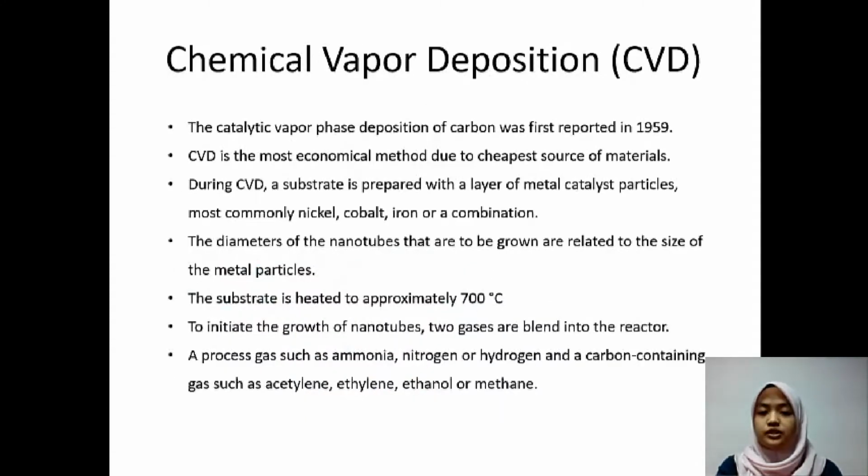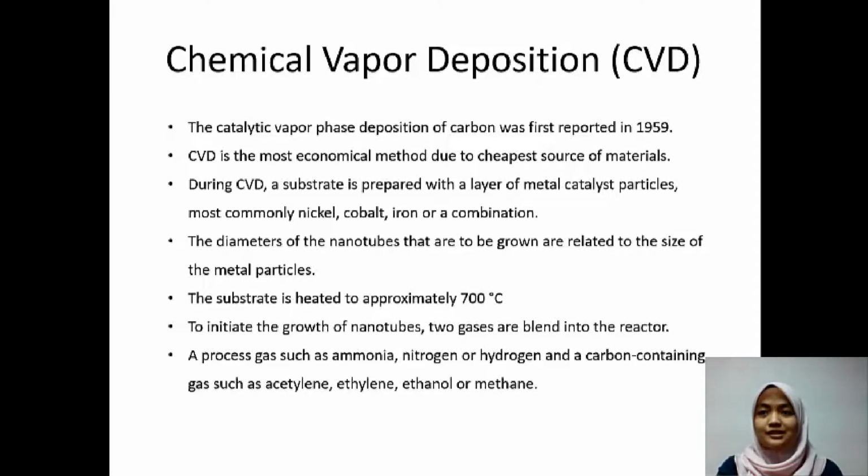Last is chemical vapor deposition. The catalytic vapor phase deposition of carbon was first discovered in 1959. CVD is the most economical method due to the cheapest source of material. During chemical vapor deposition, a substrate is prepared with a layer of metal catalyst particles, most commonly nickel, cobalt, iron, or a combination of them. The diameter of the nanotubes to be grown is related to the size of the metal particle.